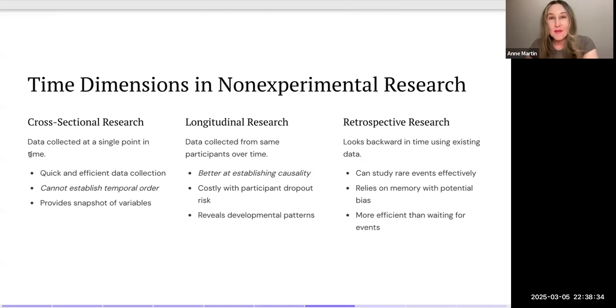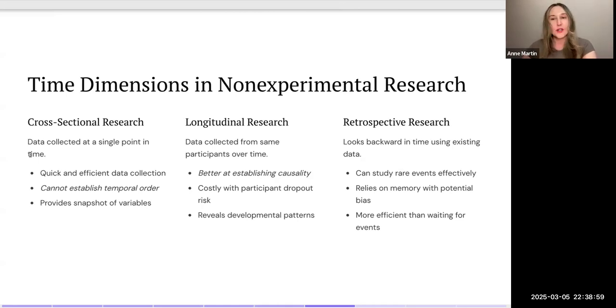However, there are some threats to validity with longitudinal research. It can be more costly, it can be more challenging, and then also you can have differential attrition where participants drop out, and perhaps the participants that drop out significantly change the scope of the data that are collected. And so there are some threats there.